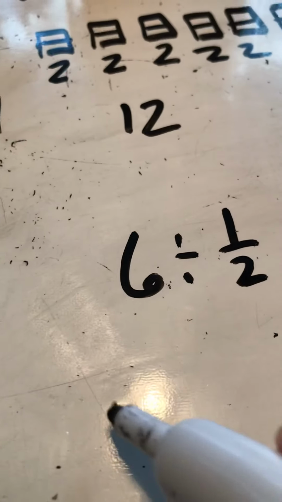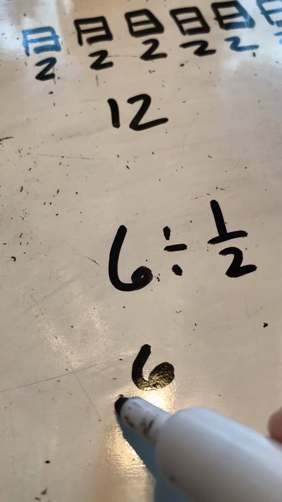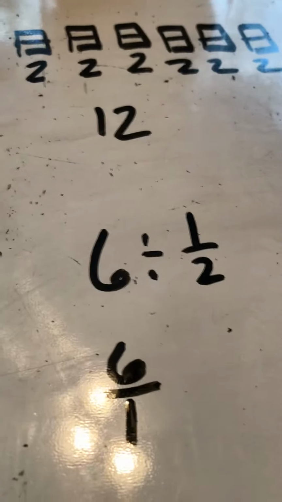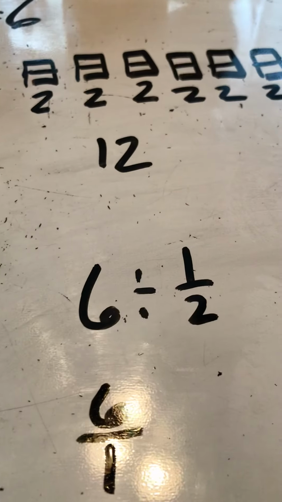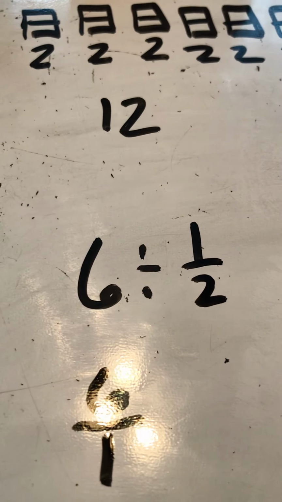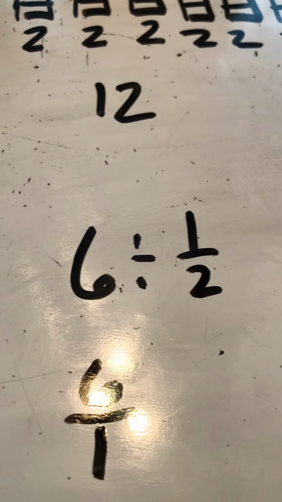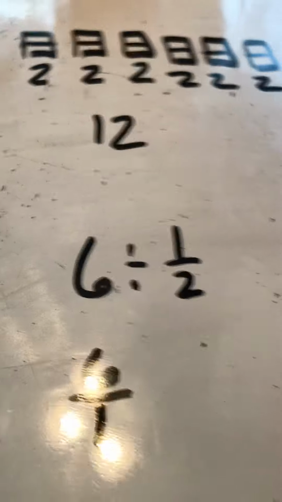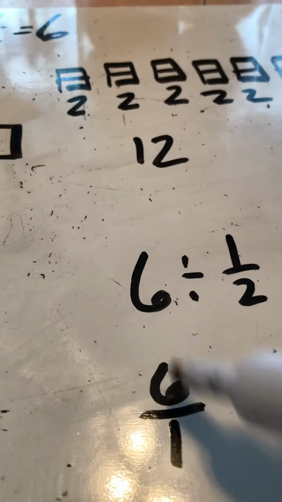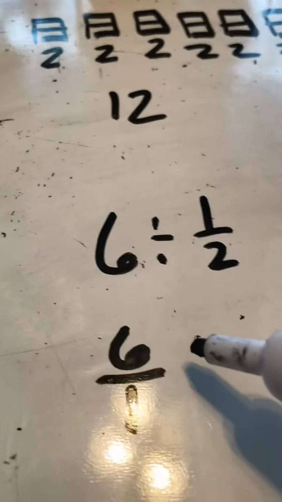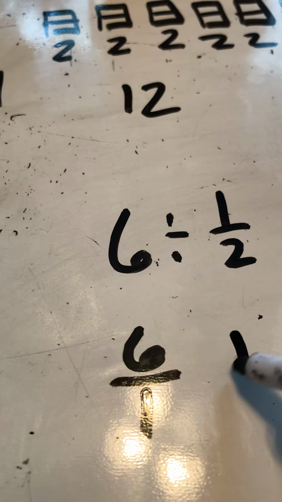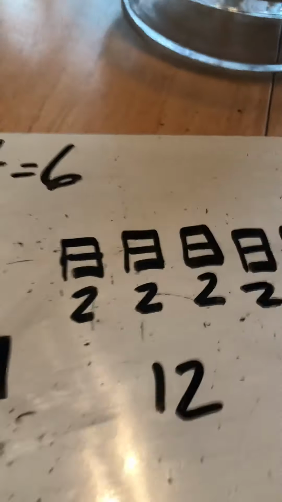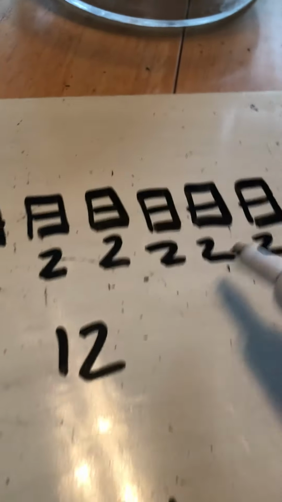And let's see. I know from previous experience that I have to do 6 over 1 because 6 is a whole number, right? So I'm going to say that I have to do 6 over 1 because to me that makes sense, because 6 is a whole number and I don't want to change its value. And I'm going to bring down 1/2. So how can I make this into 12? I know the answer is 12 because I literally just drew it out and worked it out.